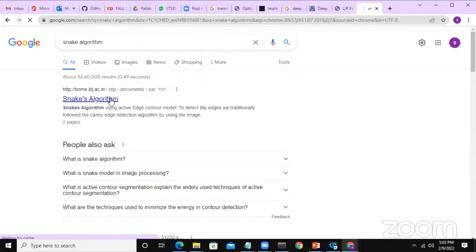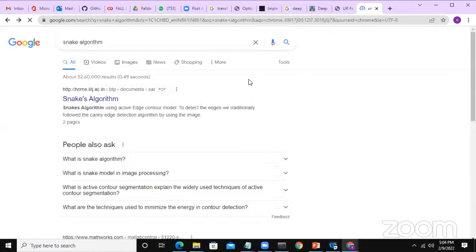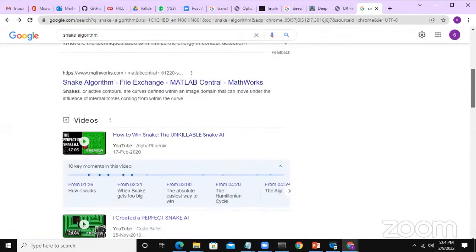If I assume a boundary for the pixel body for the snake, there is an internal energy and an external energy for it. Based on that, there's an algorithm called the snake algorithm. So people who want, you can have a look at the snake algorithm also, right?